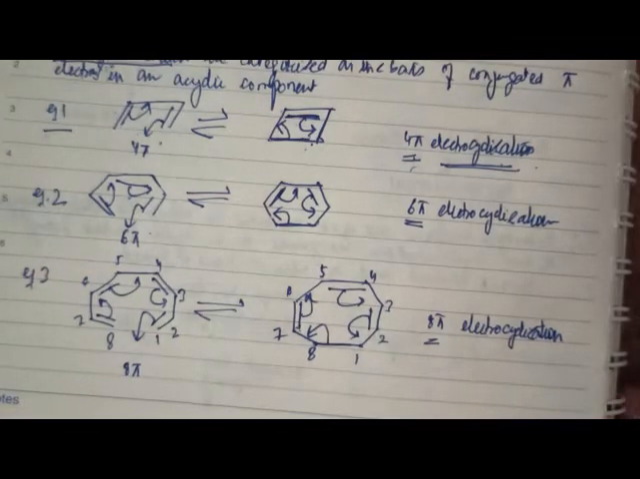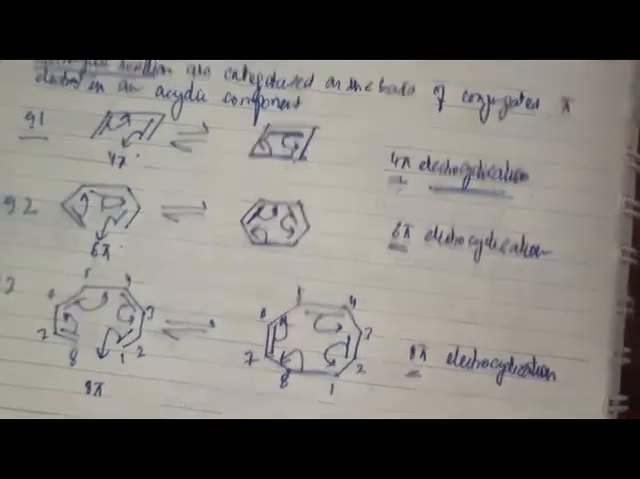acyclic component. So this is something regarding the electrocyclic reactions. What are these? How do we write the product from the acyclic component to the cyclic component, and from the cyclic component again to the acyclic component?